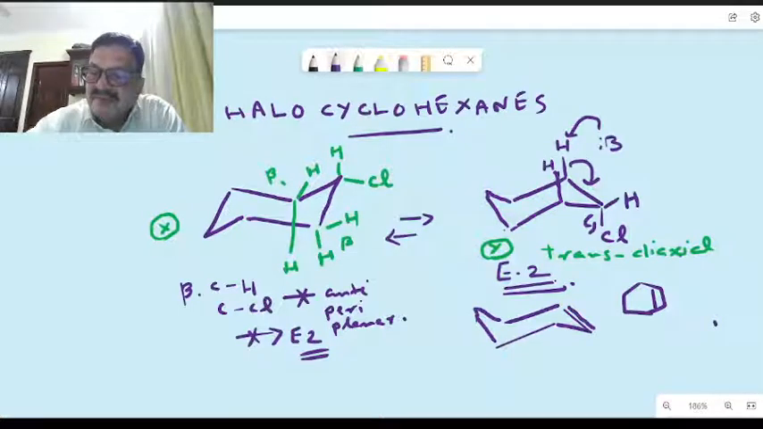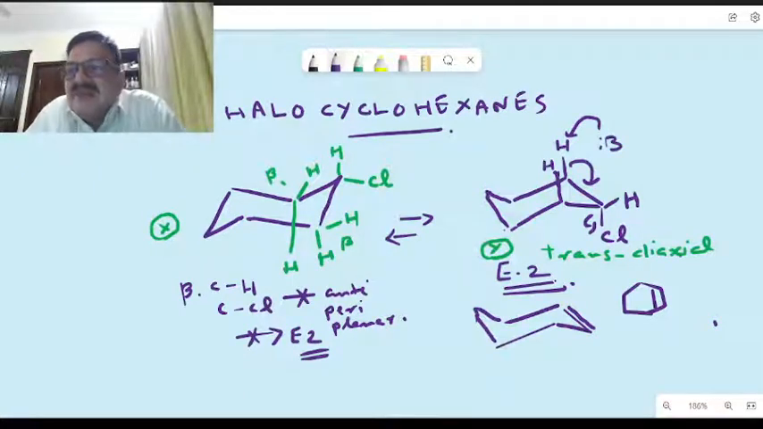Now, this is something very interesting here, because of the rigidity. That is the stereochemical arrangement. It is very, very rigid here. It should be trans-diaxial, which means it is a rigid stereochemical requirement. So what will happen? If there is a rigidity in the stereochemical requirement, then the regioselectivity of the E2 reaction of the substituted cyclohexane will be affected here.